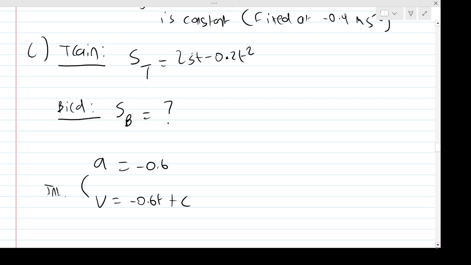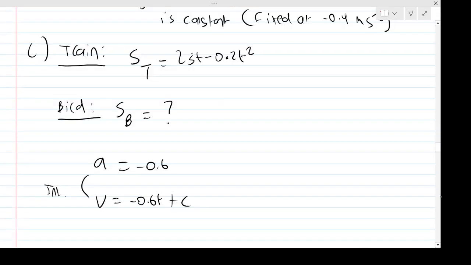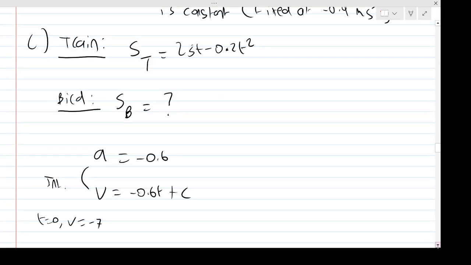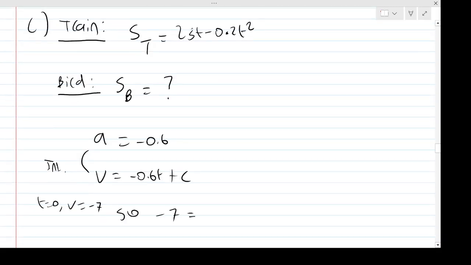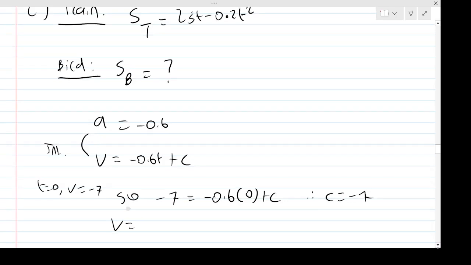Okay, so I need to find this plus c. Well, actually, I'm also given, right, initially, the velocity of the bird is 7. And again, it's going in the negative direction, so the velocity would be minus 7. So actually, when t is 0, initially, v is minus 7, right? So if I sub that in, minus 7 is going to be minus 0.6 lots of 0 plus c. Therefore, c is minus 7. And so therefore, I get my complete equation for velocity here.